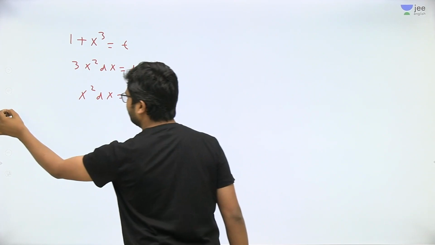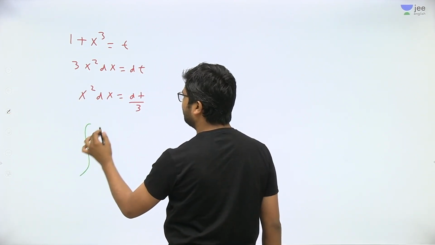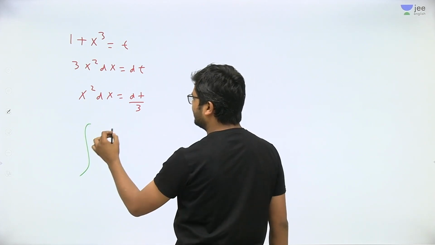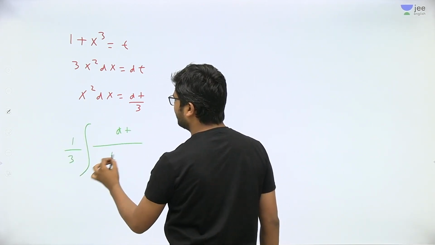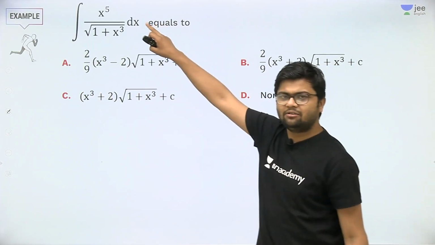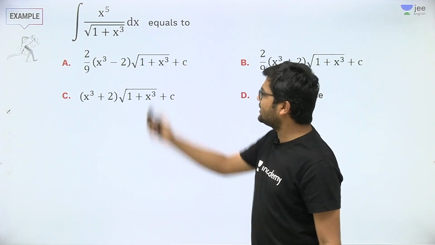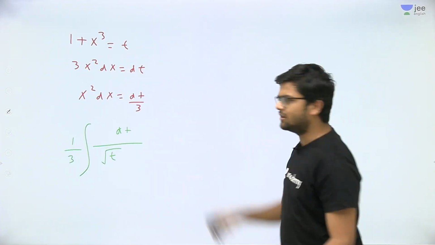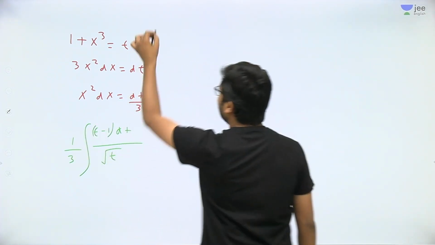Now the integral will become something like this. Integral of x raised to power 5 can be written as x cube and x square. X square dx will become dt upon 3, that will become root of t, and x cube can be written as x raised to power 5. I have manipulated it as x cube and x square. Now x cube can be written as t minus 1. Till now it is okay.